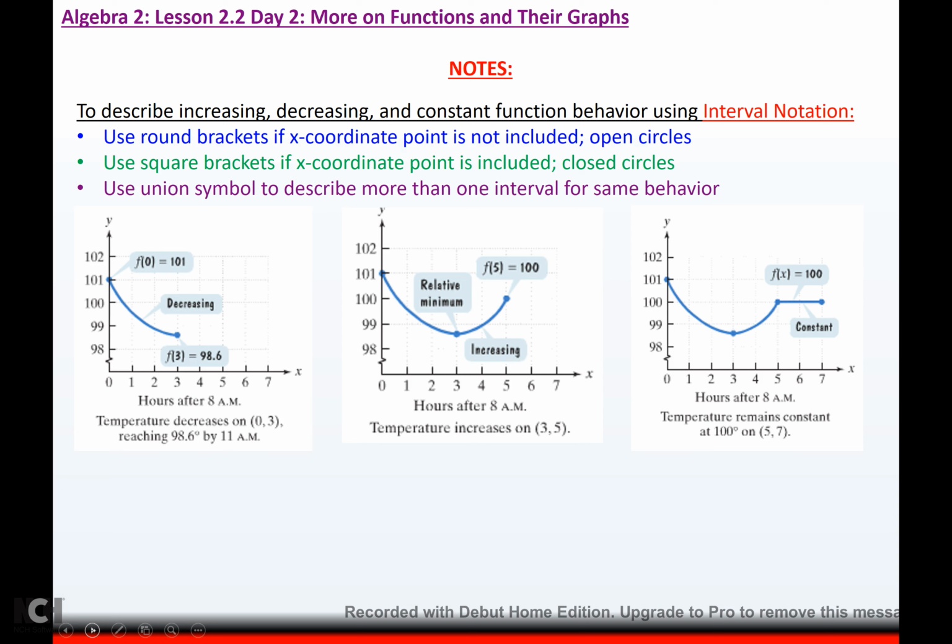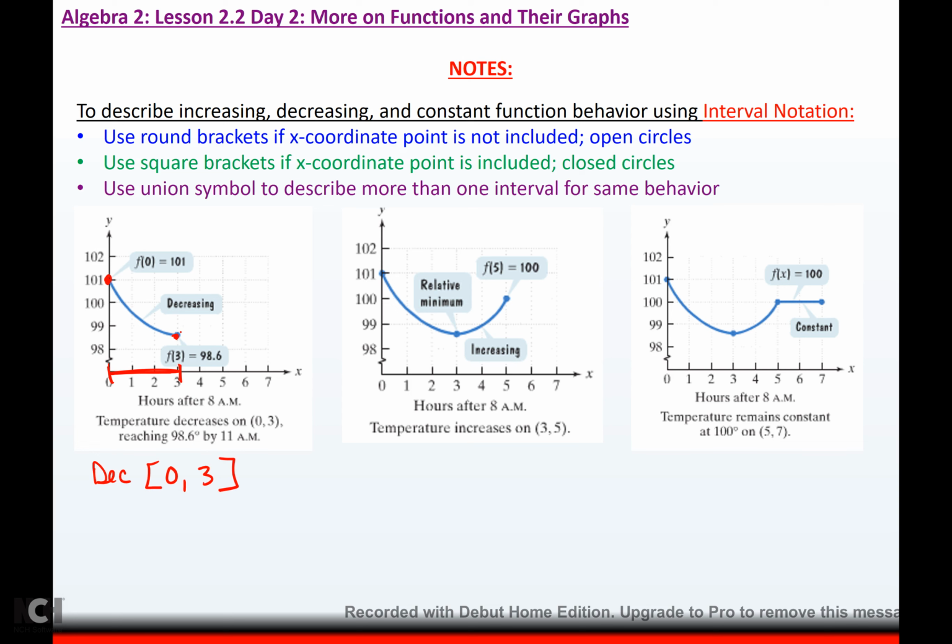Okay, so if I was describing this function, it is decreasing from here to here. This much of the x-axis is decreasing. So it's decreasing at 0, and I'm using a square bracket because that point is filled in. And it goes till 3, and again I'm going to use a square bracket because that point is filled in.